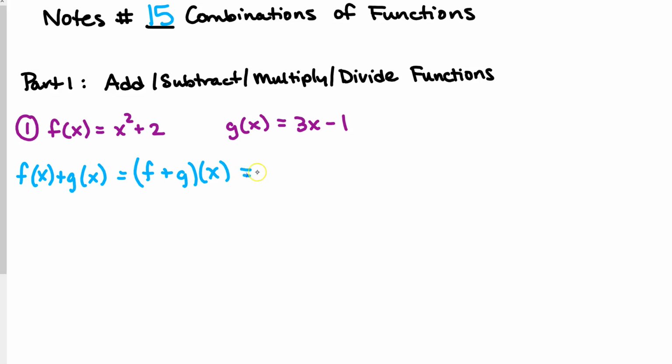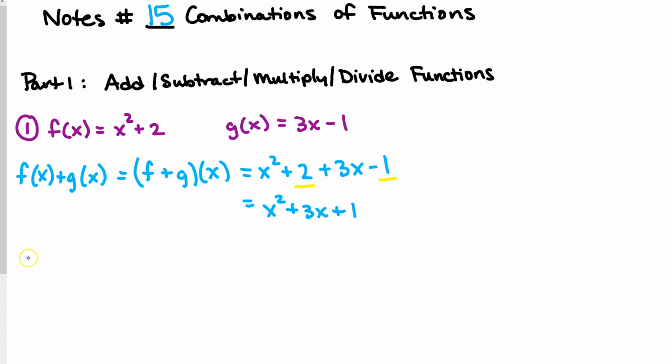So all you have to do is add the two together, and if they have any like terms, then you combine the like terms. So in this case, we need to combine the plus 2 and the minus 1. So we have x squared plus 3x plus 1. And that's the combined function that we get by adding the two functions. And you might also be asked for its domain, so then you could find the domain like we did last time. It's a polynomial, so its domain would be all real numbers.